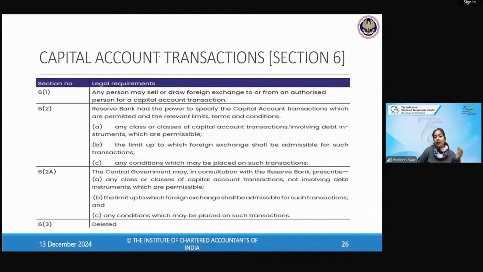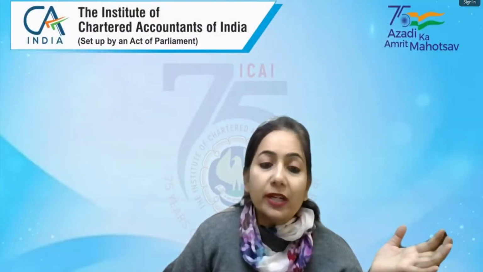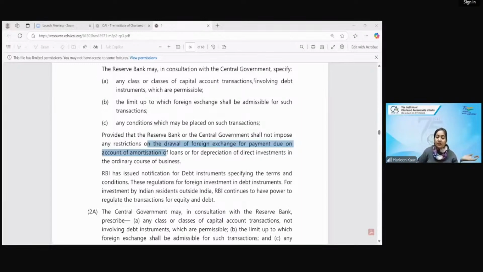Amortization of loan. Yes, everybody has answered me. Payment of the loan, reducing the amount of loan, repaying the principal, like depreciation. Very good. So it says when you are amortizing the loan, when you are paying off the loan amount, or you are depreciating your assets on direct investments in the ordinary course of business, for such transactions, no approval is required. It says central government will not impose restriction, means you can write in your notes on the side: no approval is required for such transactions.